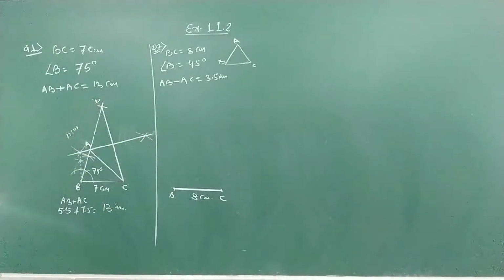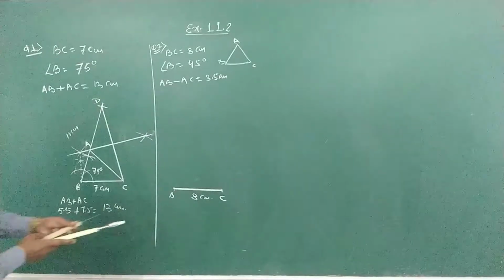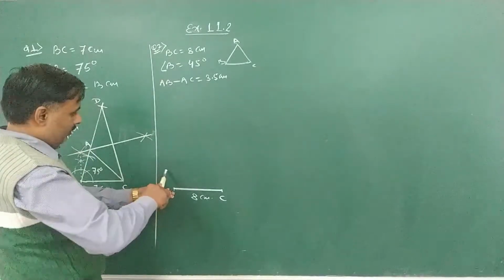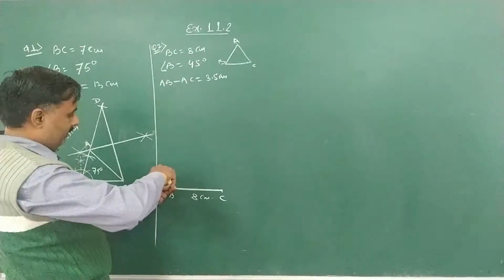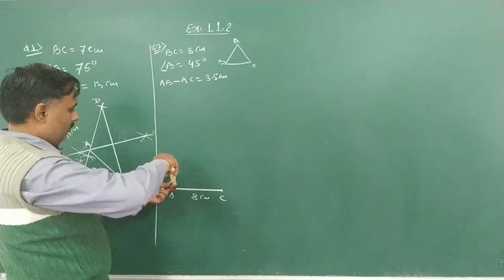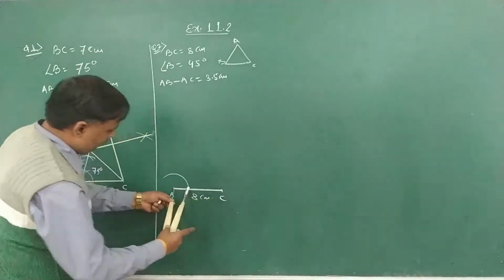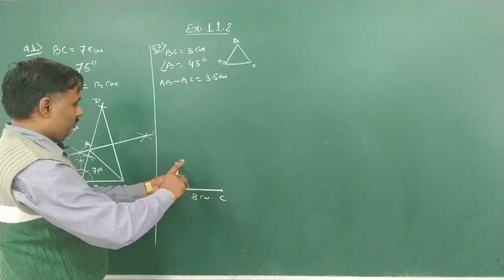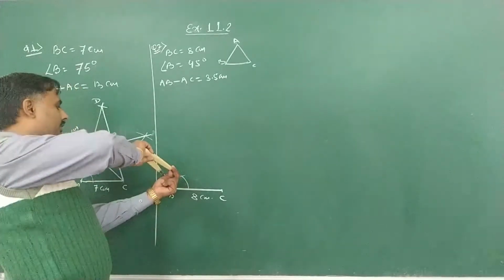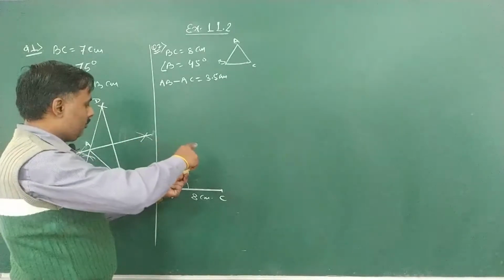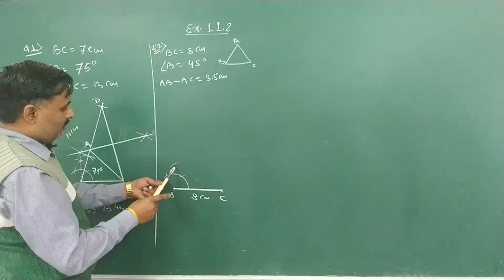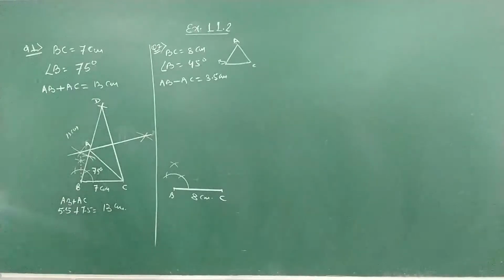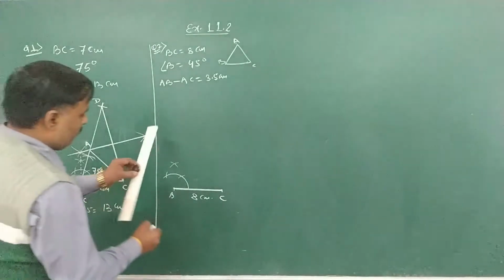Now construct an angle B of 45 degree. We will draw the 90 degree angle and then we bisect that 90 degree, and we get 45. So I'm drawing a 90 degree angle first. When we construct these angles again and again, we become habitual, and we can construct them in the exam easily. Now this is your 90 degree angle.